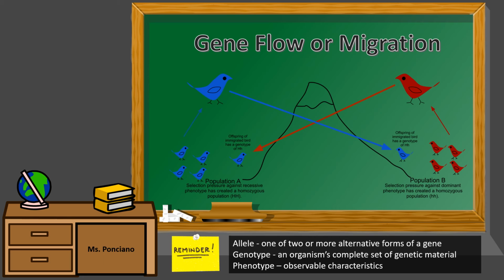We have two types of bird populations, population A and B. These two populations of birds live in two different places and they also have different genotypes. Population A contains homozygous, or same pairs of alleles, for a certain dominant trait, and population B has homozygous alleles for a recessive trait.